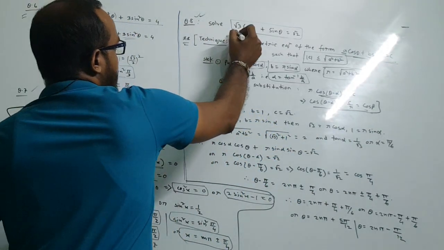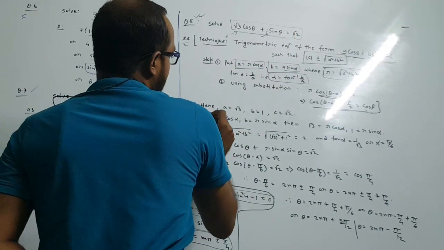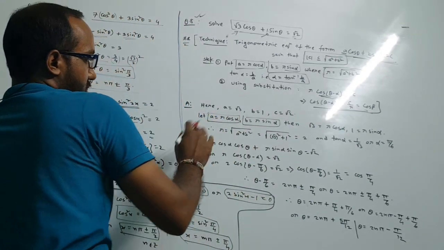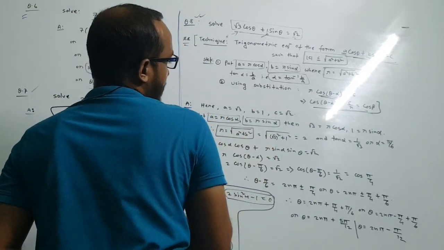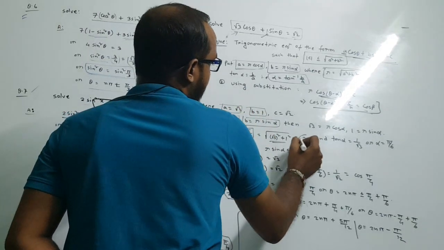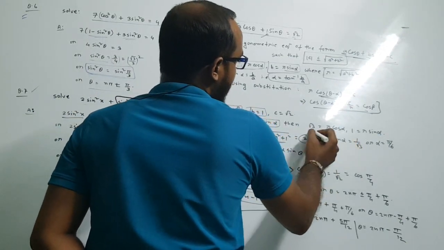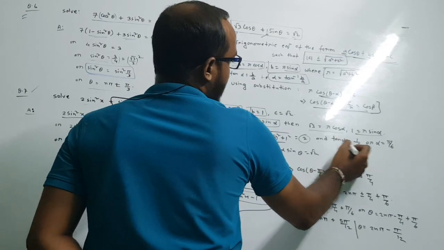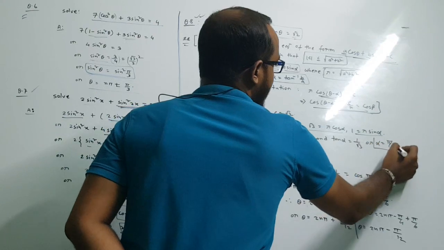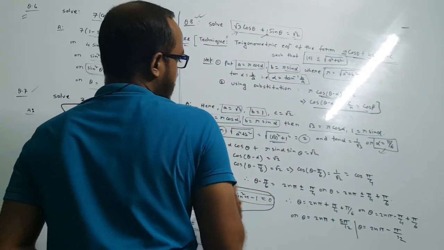See, in this problem a is root 3, b is 1, c is root 2. So take a equals to r cos alpha, b equals to r sin alpha, square and add both sides, so you will get r as root under of a square plus b square. You know the value of a and b. Put them, you will get the value of r here. Then divide these, you will get tan alpha is 1 by root 3. 1 by root 3 is the value of tan pi by 6. So alpha would be pi by 6. So you got alpha, you got the value of r, you know everything.